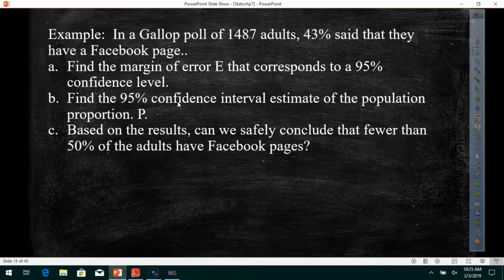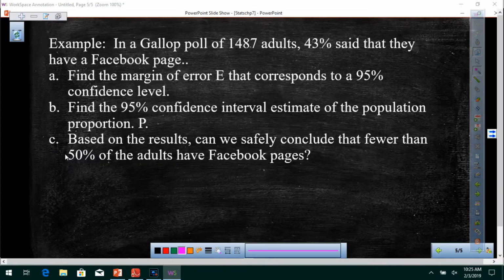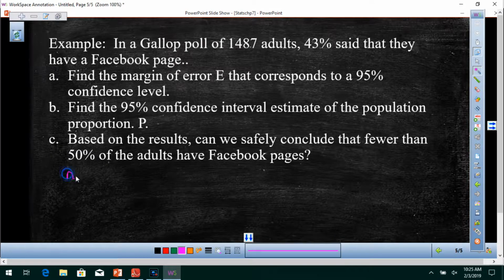Okay, well, Gallup usually does pretty good with theirs, but you really wouldn't know. So what you're going to have to do is check that NP is greater than 5, and NQ is greater than 5.